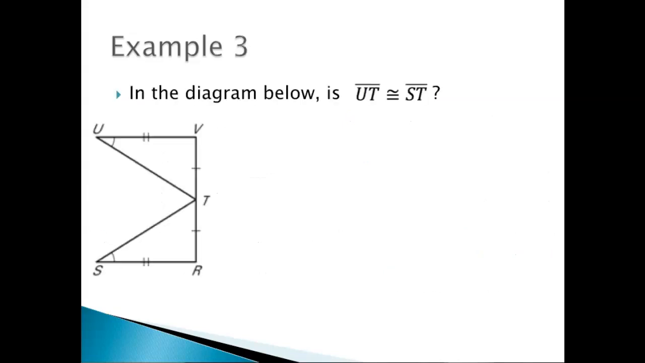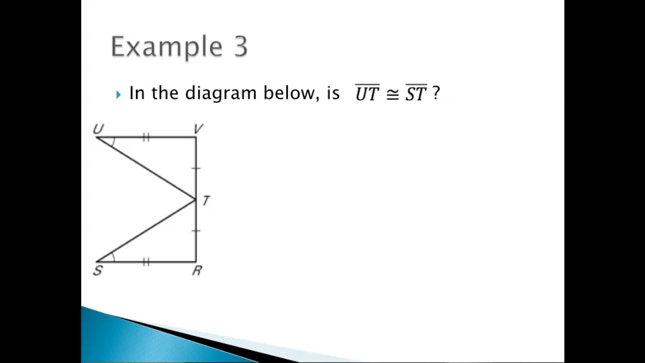Take a look at example 3. In the diagram below, is UT congruent to ST? Well, look at the information that we have. Can we state that the triangles are congruent? We have here that VT is congruent to RT. We have SR congruent to UV, and we have angle U congruent to angle S. Which of the theorems does this correspond to? We have a side and a non-included angle. That's not one of the shortcuts.